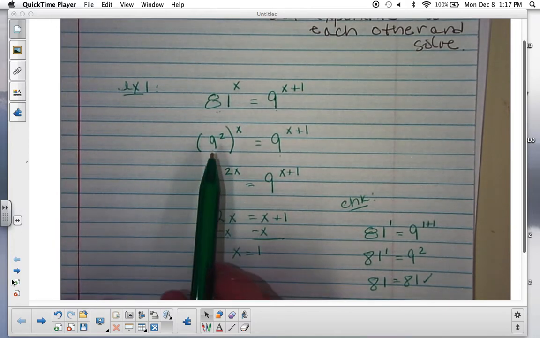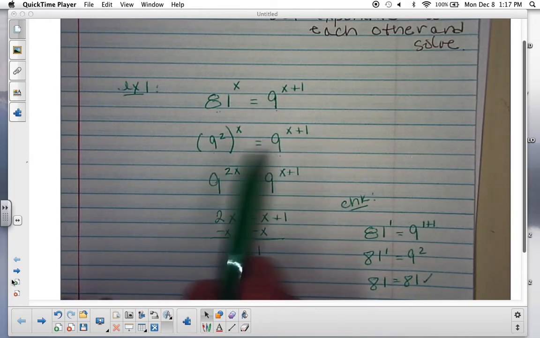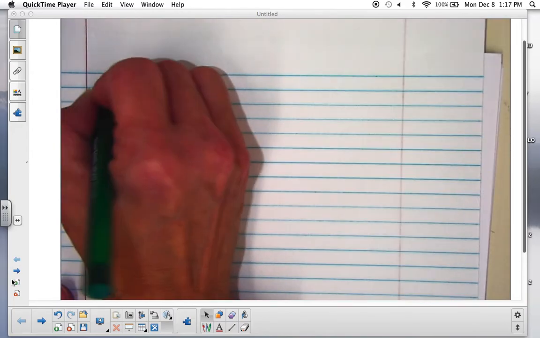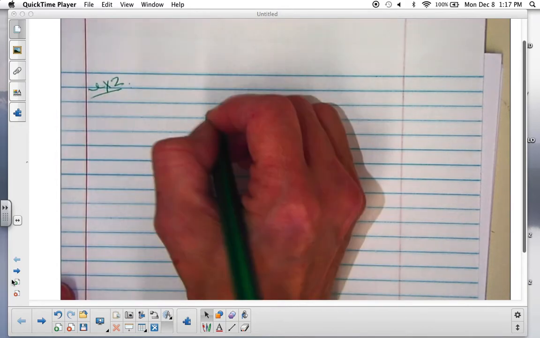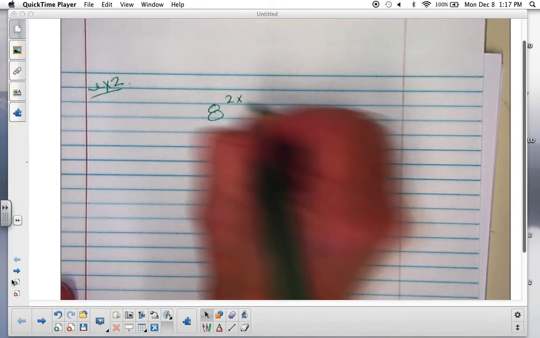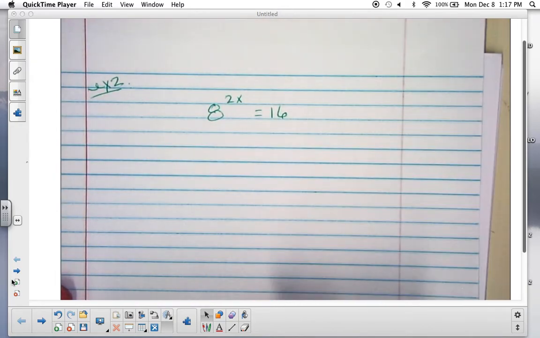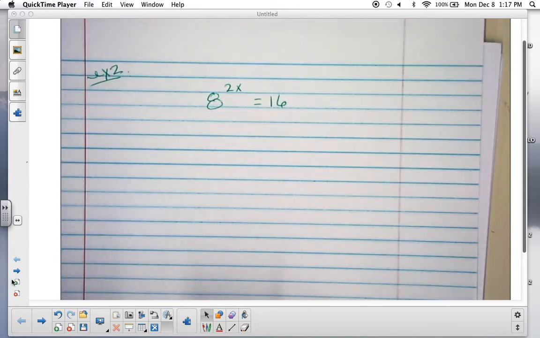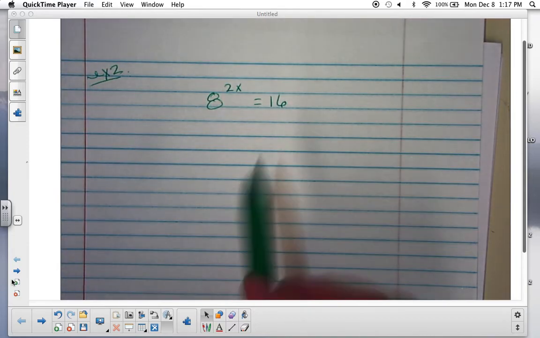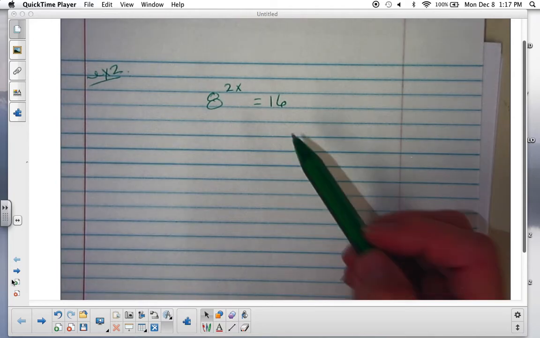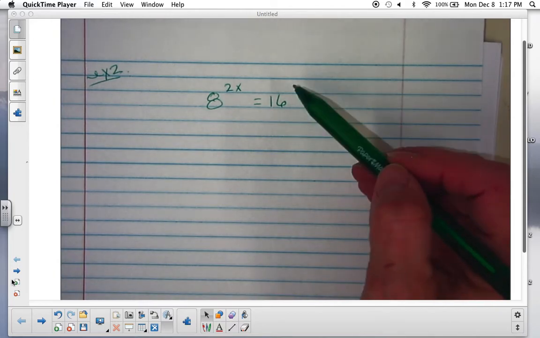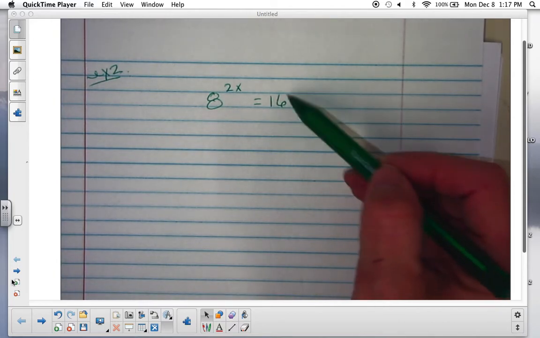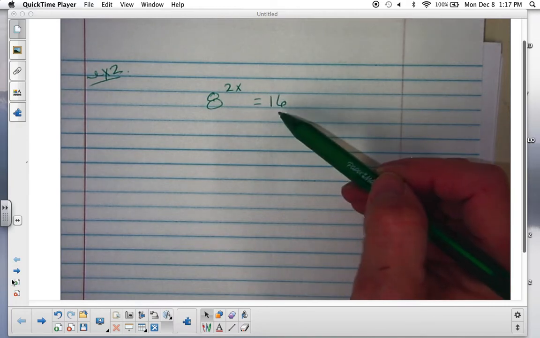Sometimes you had to change just one side. Sometimes you're going to have to change both of the sides. And again, you're bringing them down to a like base. Here's my example 2. Example 2 is 8 raised to the 2x equals 16. And it might feel like your base is 8. But remember, we need to make it 8 to a power. 8 to no exponent will get me to 16. So that's not going to work.